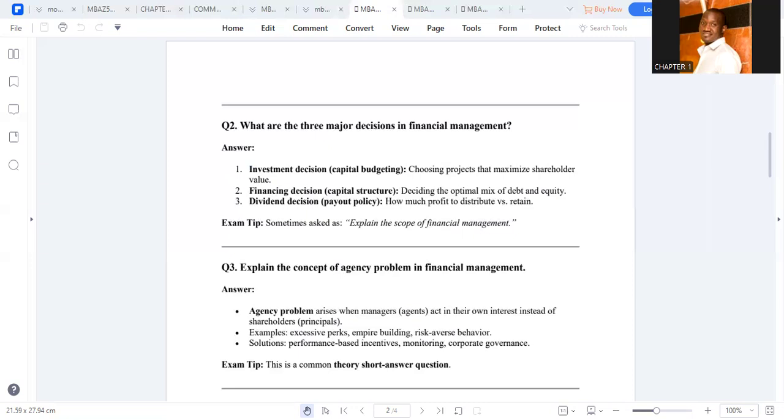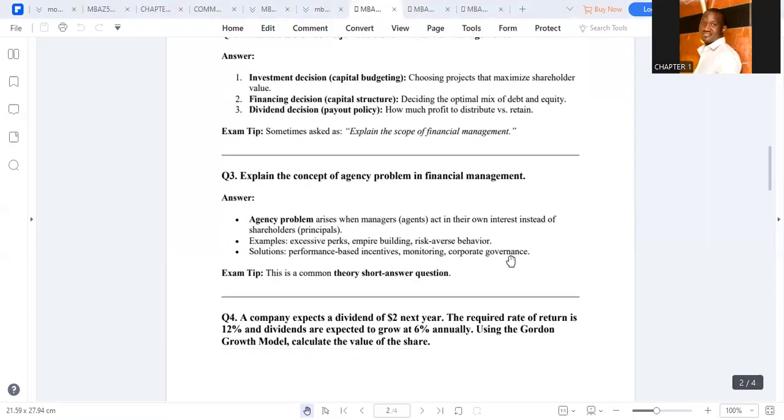Okay, question number three, explain the concept of agency problem in financial management. What is agency problem? It can carry 5 marks, so you need to understand it. The agency problem is a situation that arises where there's a conflict between the managers, who are the agents, and the shareholders, who are the principals. Managers are employees. Their mandate is to run the business on behalf of the shareholders, but sometimes they may pursue their personal goals that may not align with wealth maximization.